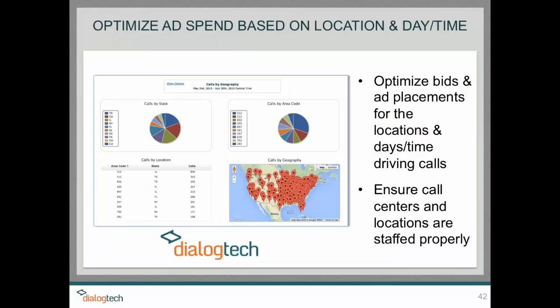So why is this important? Well, one way is to optimize ad spend based on location and day and time. So now that you know that a certain keyword is generating calls from a certain geographic area during a certain day and time, you can optimize to make sure that your ads are showing during those times and in those areas. And you can also reduce your spend for the other areas that aren't working as well.